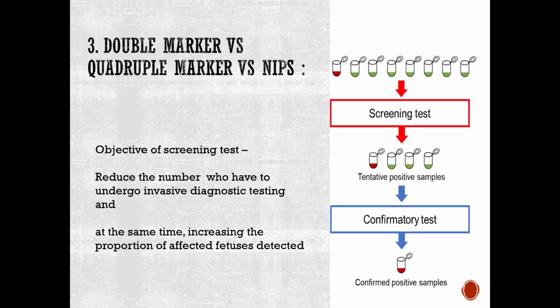Now, which test is good? This is quite a dilemma, whether double marker is good, or quadruple, or NIPT. The objective of a screening test is to reduce the number of patients who are undergoing invasive testing. At the same time, we have to increase the proportion of affected fetuses detected. So in short, we have to keep our detection rate maximum and false positive rate minimum.